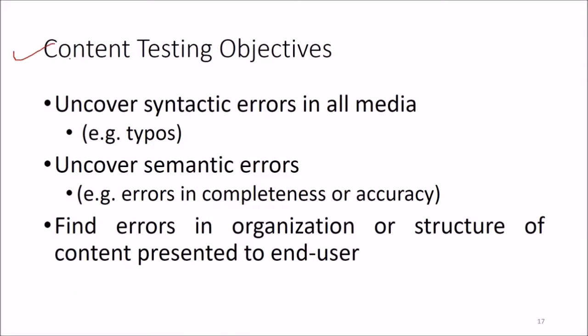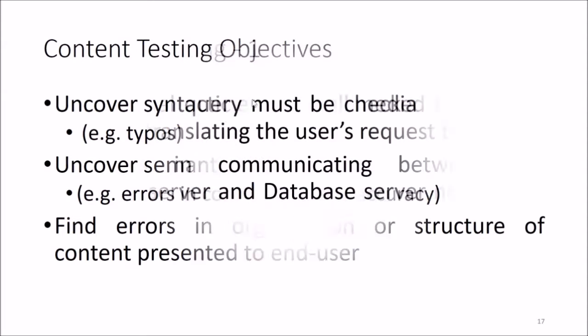What are the objectives in content testing? We want to uncover syntactic errors in all media, like typographical errors. Or we try to uncover semantic errors, like errors in completeness or accuracy. We find errors in the organization or structure of the content presented to the end user.